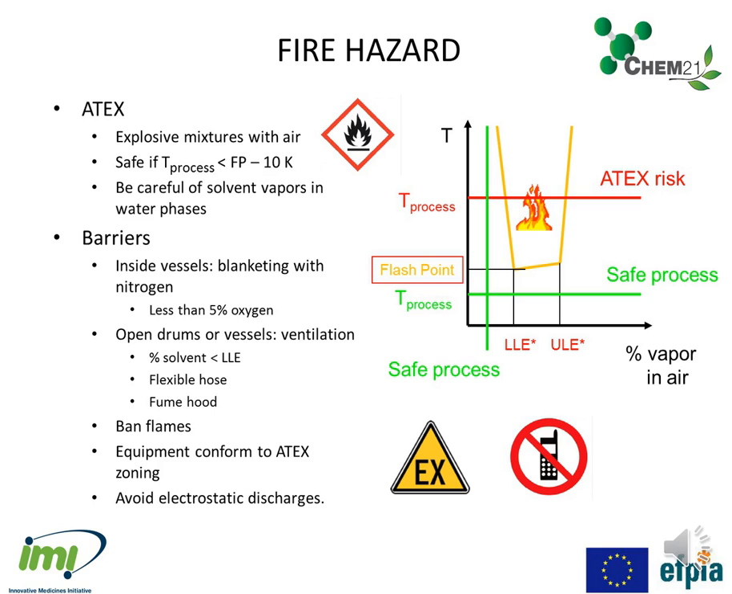The third way to limit the risk is to avoid the ignition sources. Of course, one can ban flames and avoid electric sparks with an equipment conform to the fire zoning, but one cannot be 100% sure that all sources of electrostatic discharge will be avoided.